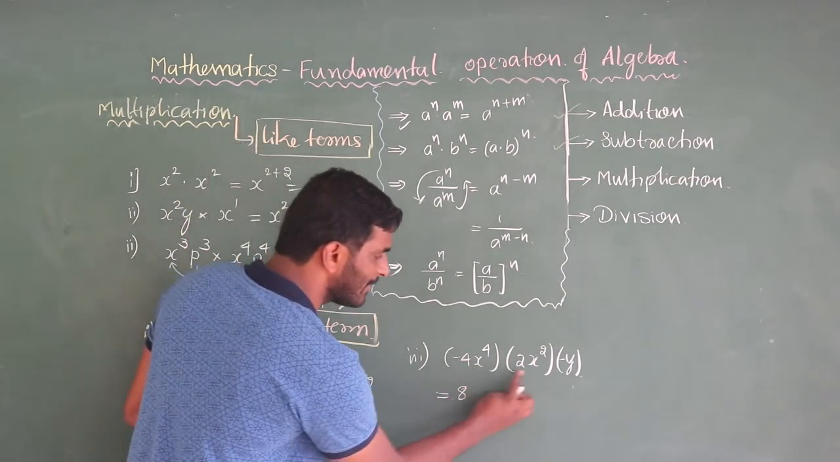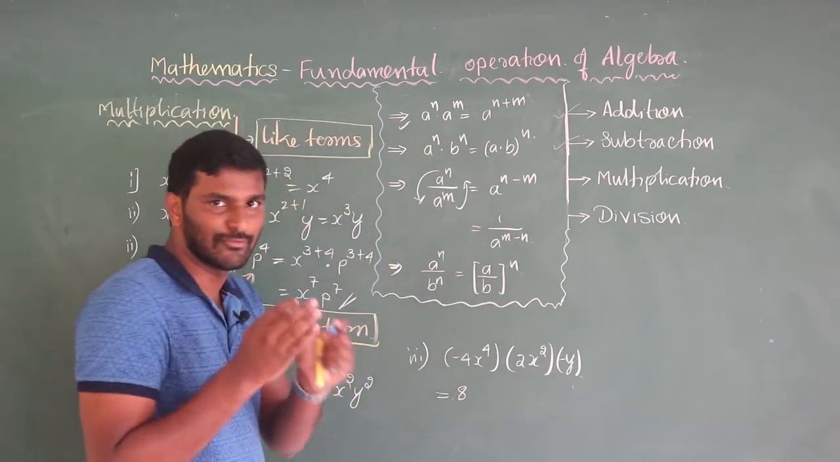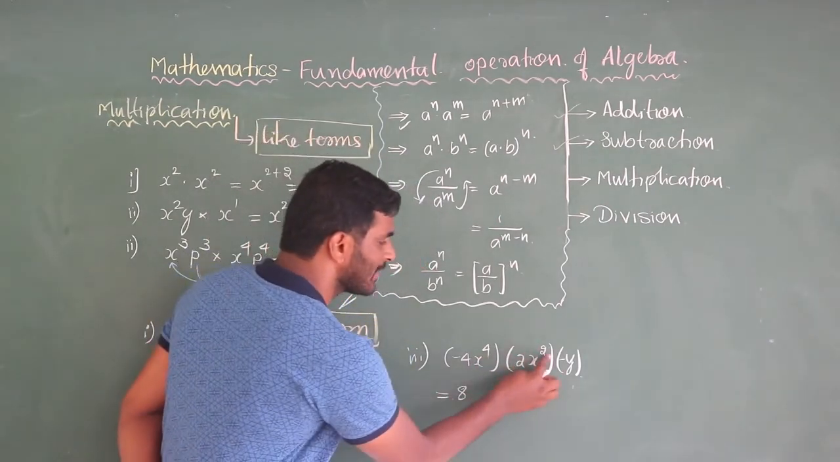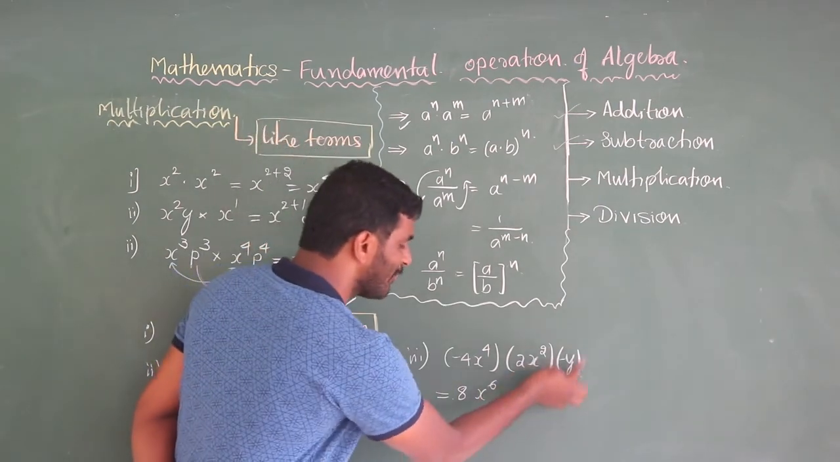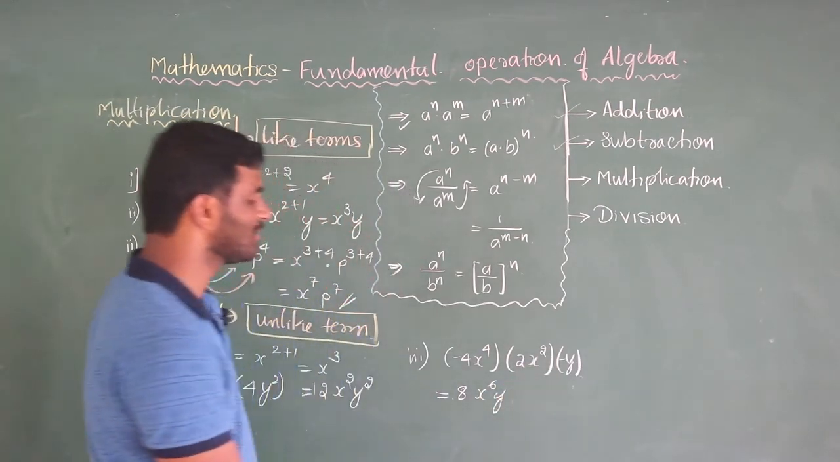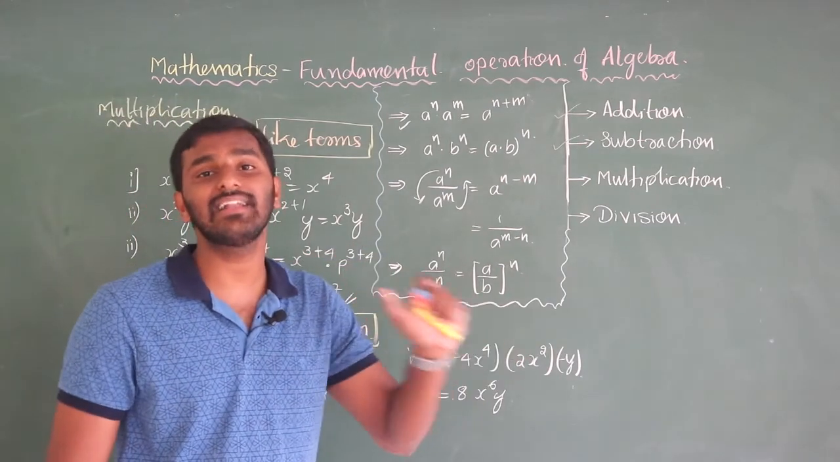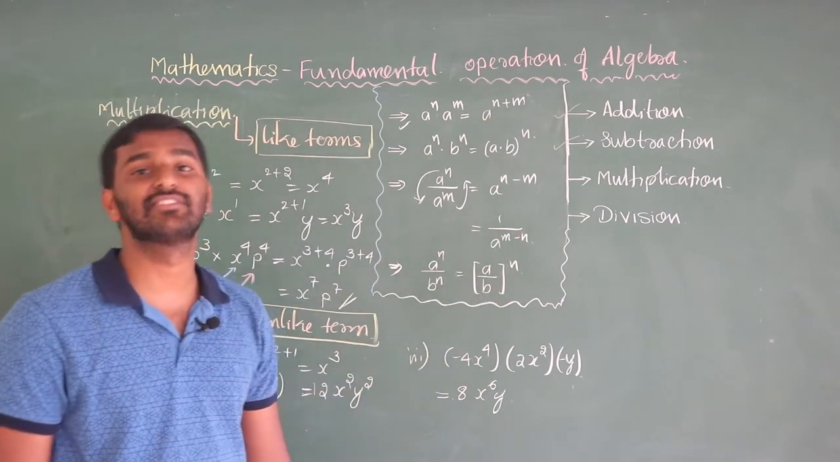And here x variable. How many x variables are there here? 4. That is x to the power 4 is nothing but 4 x variables, and x square. So totally 4 plus 2, that is x to the power of 6. There is a 6 variable. Only one y variable, hence write down the y variable as it is. This is multiplication of like terms and unlike terms. Pause the video, note it down. We'll move on to the division.